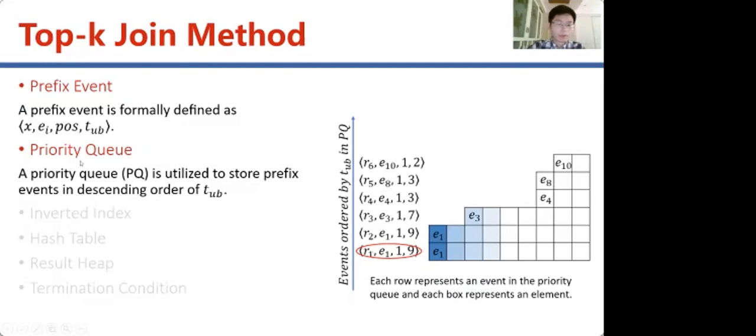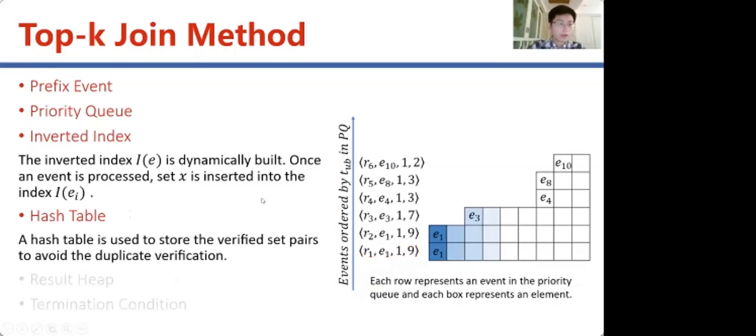And then the priority queue, PQ, is utilized to store prefix events in the descending order of TUB, as shown in the figure. Each time after an event is processed, its next event is inserted into PQ. And the inverted index is dynamically built. Once an event of set X is processed, X is inserted into the inverted list IEI. A hash table is used to store the verified set pairs to avoid duplicate verification.